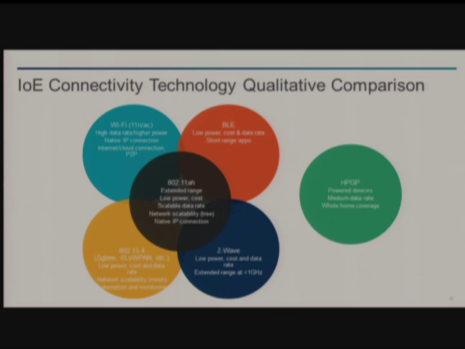15.4 has modest data rates and good power profiles. When you combine it with mesh, it has some very viable implementations. Z-Wave is very low power, pretty low cost, very modest data rate, and also has better range because it's sub-gigahertz. And 11AH, we think, brings the best of all worlds for IoE type applications. So we'll see how this rolls out in the market over the next few years.